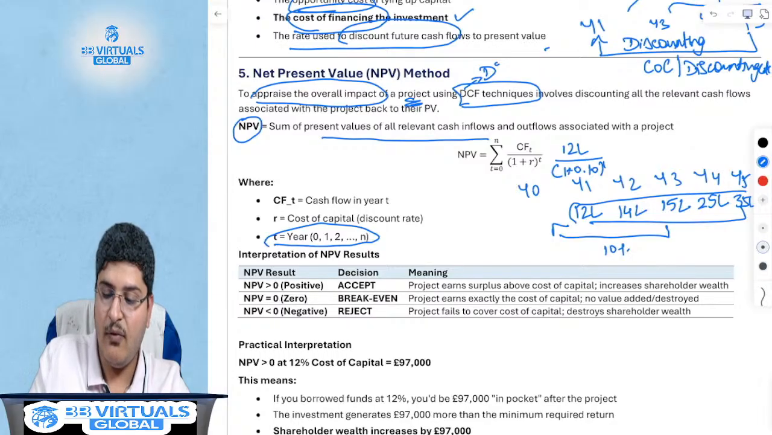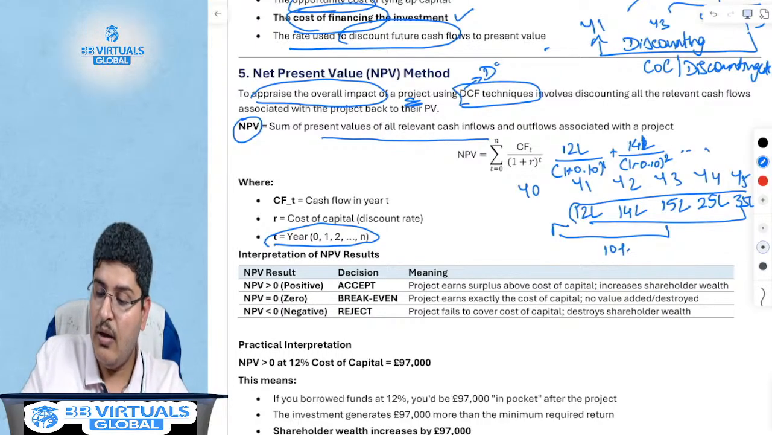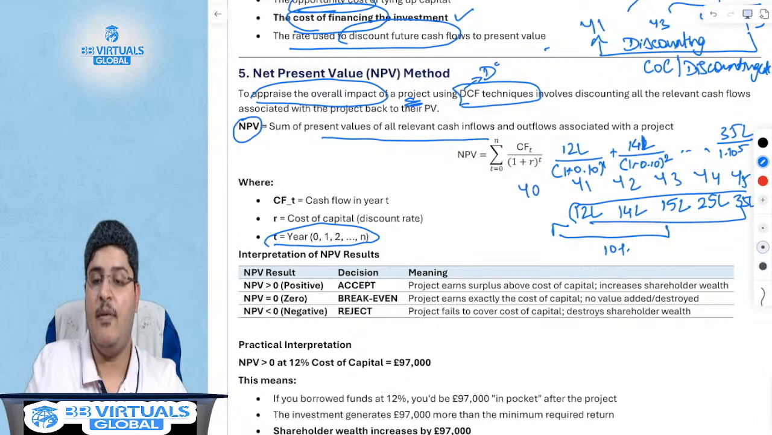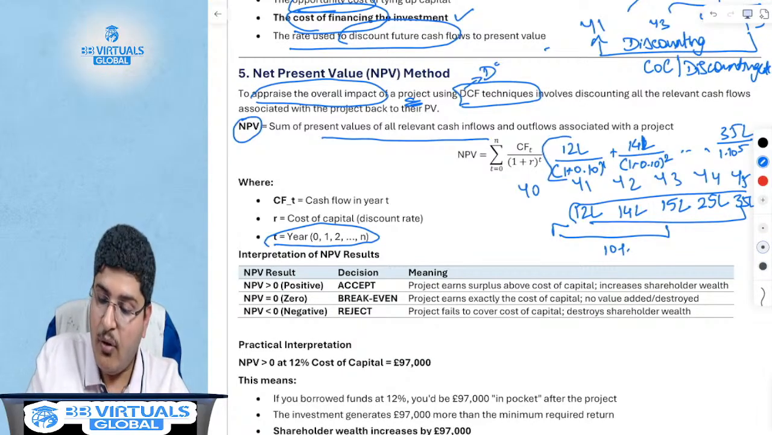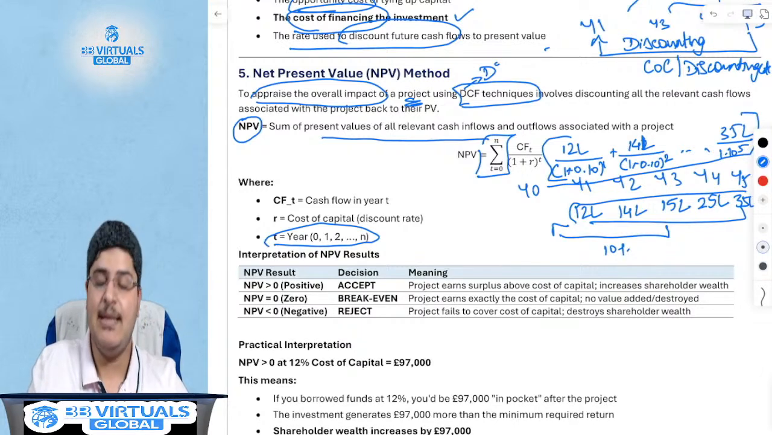T over here for the first year is 1. Plus, for the second year you said you earn 14 lakhs, divided by 1.10 raised to 2, and so on and so forth. The fifth year will be 35 lakhs divided by 1.10 raised to 5. The total of all of this, the symbol of total, is the present value of you doing ACCA today.